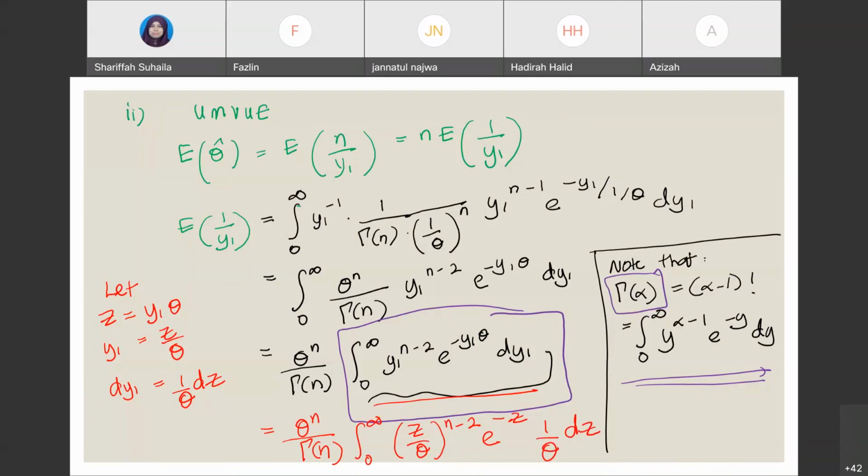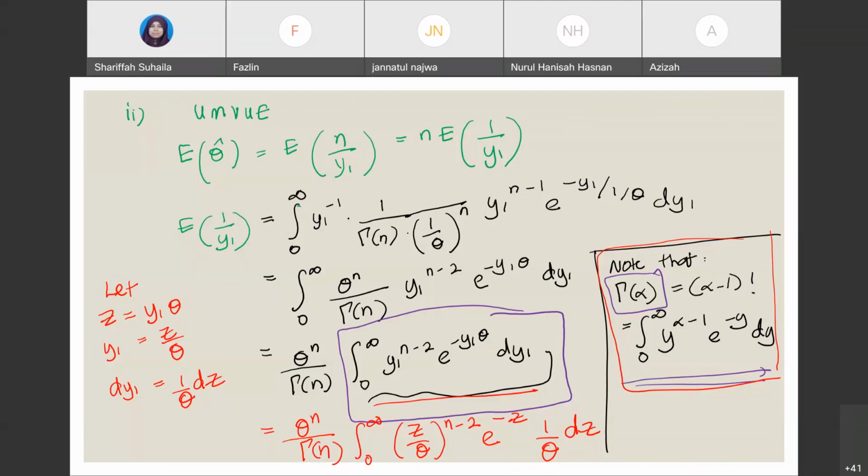Because I know this is the notation: gamma alpha is alpha minus 1 factorial. Gamma alpha is also the integral from 0 to infinity of y to the power alpha minus 1, exponential negative y, dy. Don't worry, this is in our list of formulas. You just need to think about how to solve this part, because we can't solve it by integration directly. One alternative is to define another variable: let z equal y1 over theta, so y1 is z over theta. Differentiating, dy1 is 1 over theta dz. So replace back, expressing everything in the variable z.